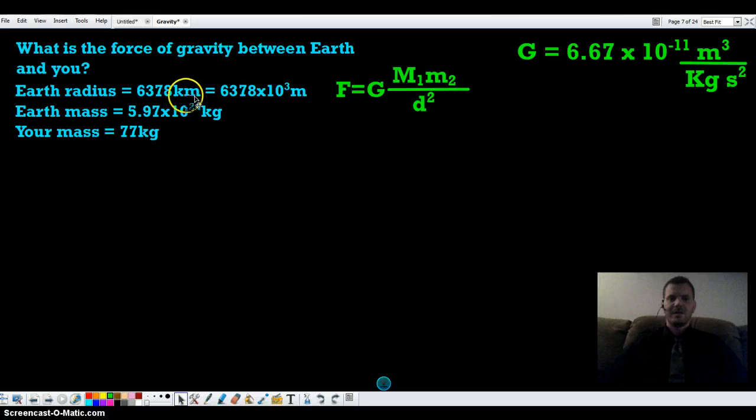The problem here is that we have kilometers. Over here in our gravitational constant, we can look to this for the units that we want to use. We want meters. Meters is also the standard SI unit. We're always going for the standard SI unit here, so we want 6,378 times 10 to the third meters. I knew to change it to this number because kilo means times 10 to the third. Anytime you see kilo, you can replace the k with times 10 to the third.